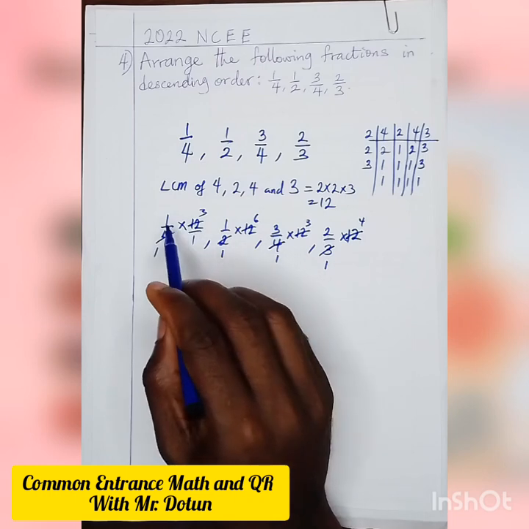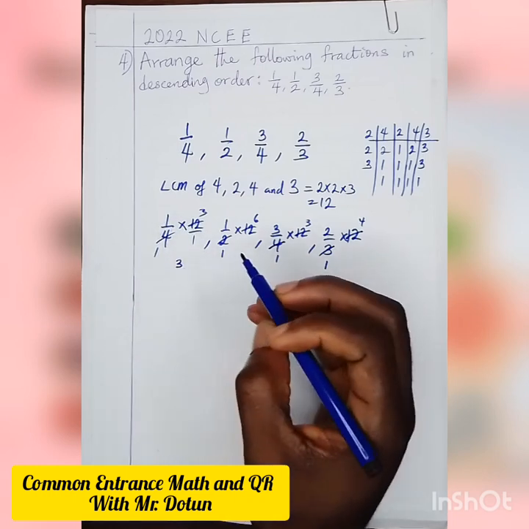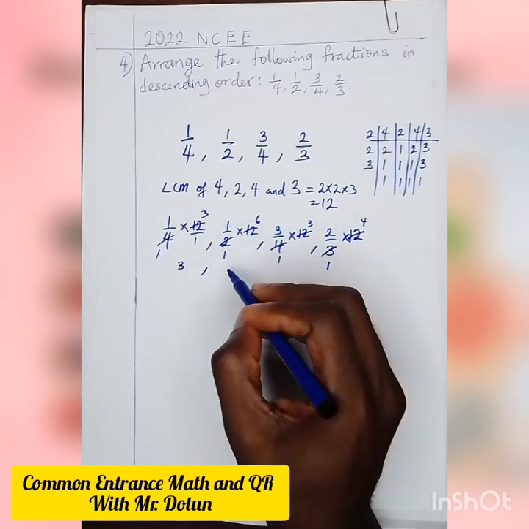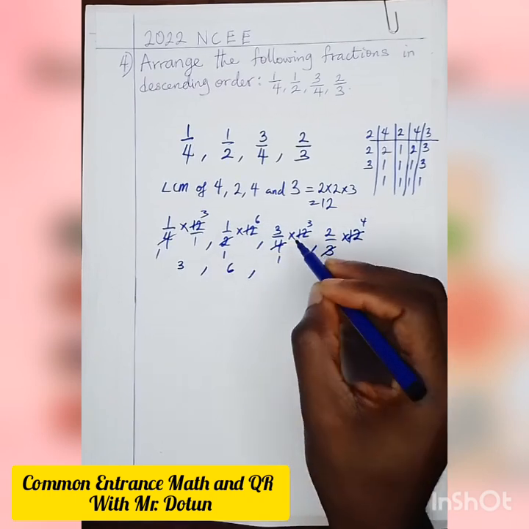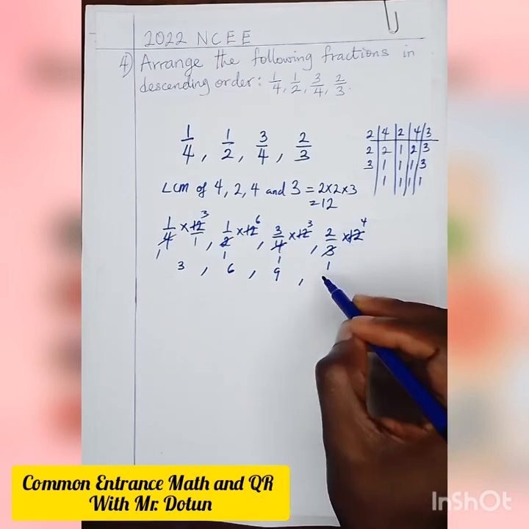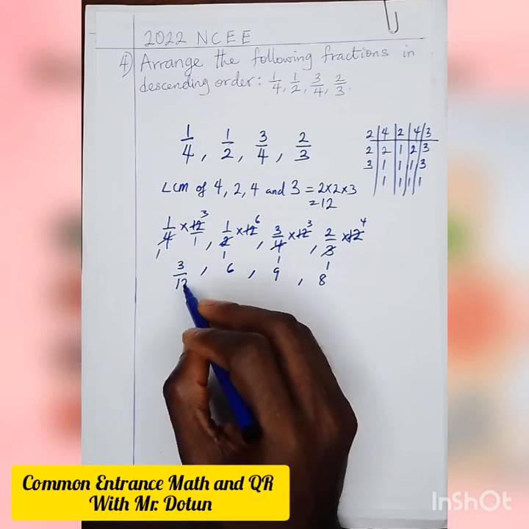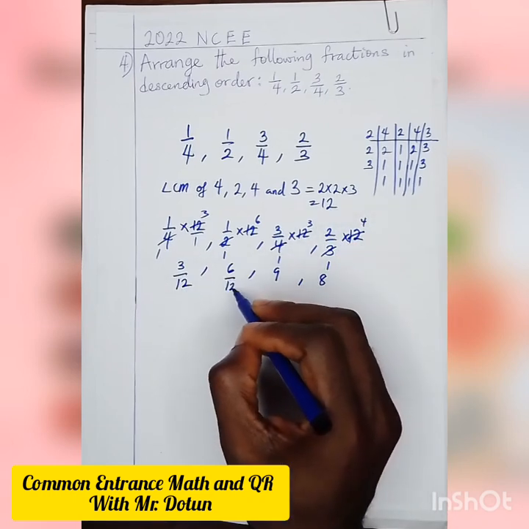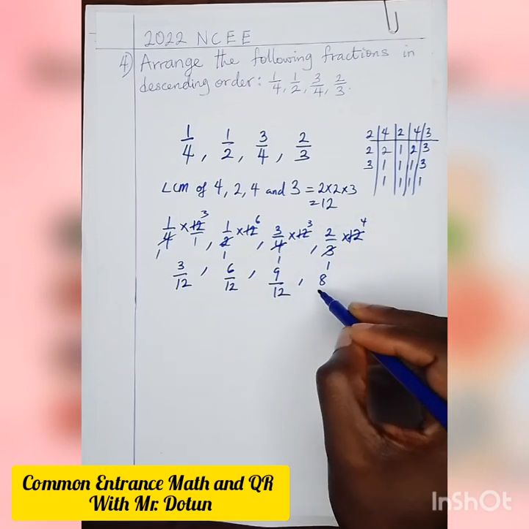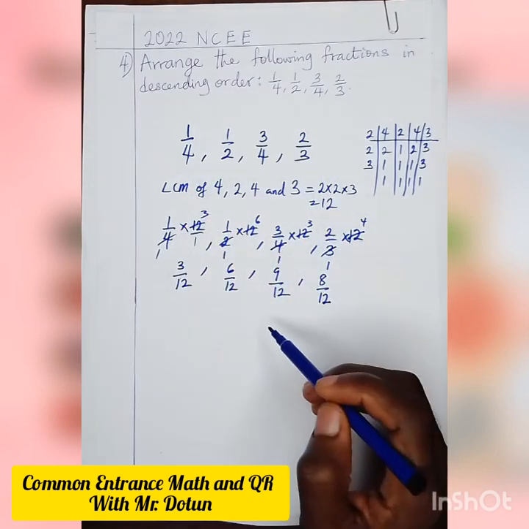So we'll multiply the numerators. 1 times 3 gives us 3. 6 times 1 gives us 6. 3 times 3 gives us 9. And 2 times 4 gives us 8. We write these over 12, the LCM that we have just used, and that forms the equivalent fractions for the ones we have on top.